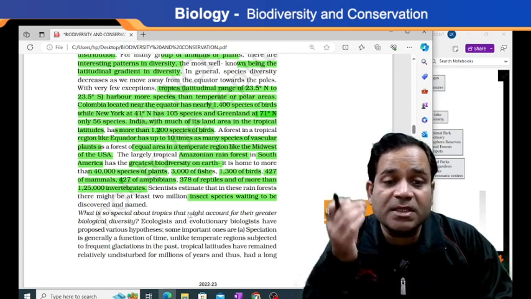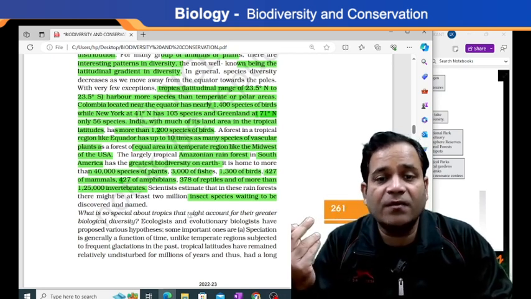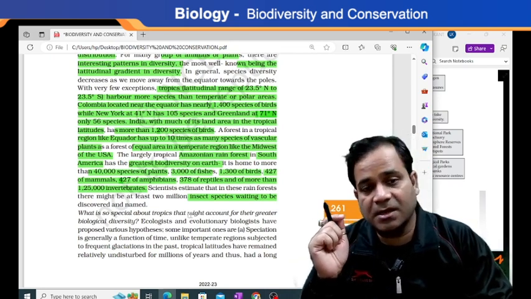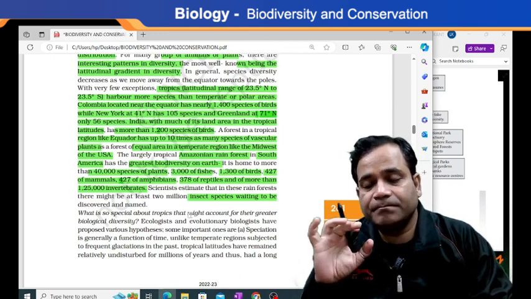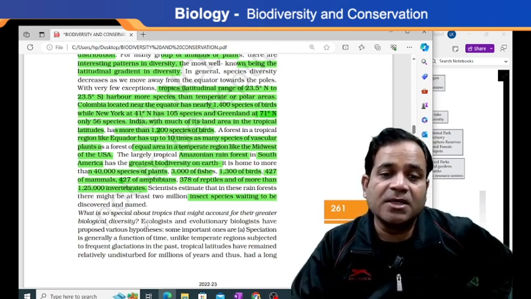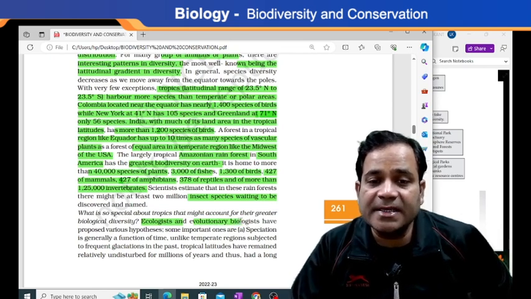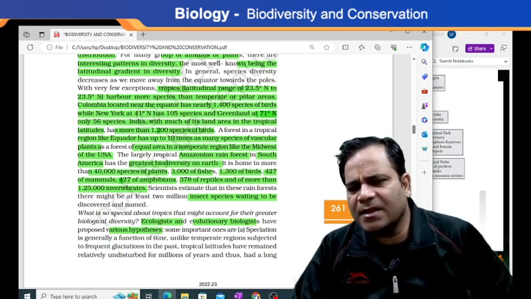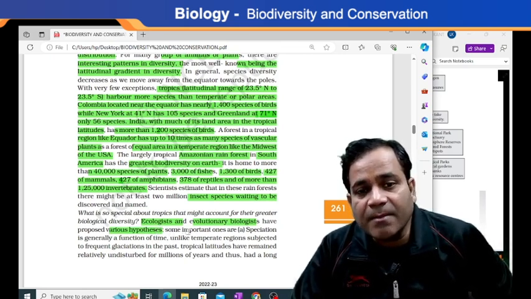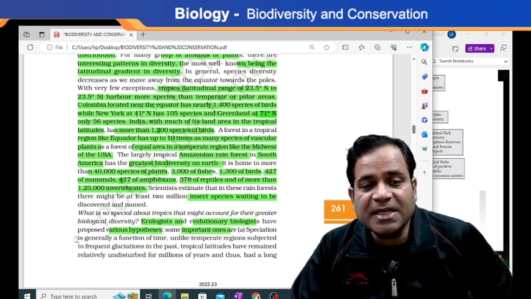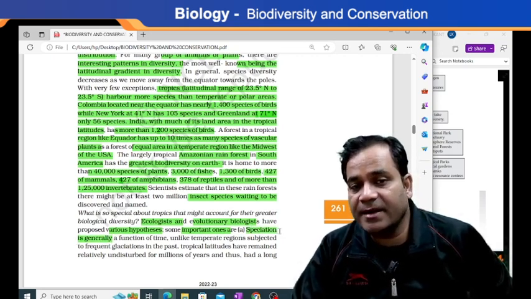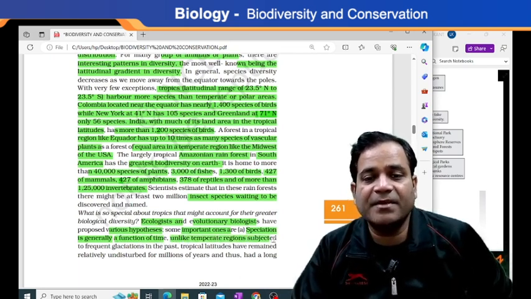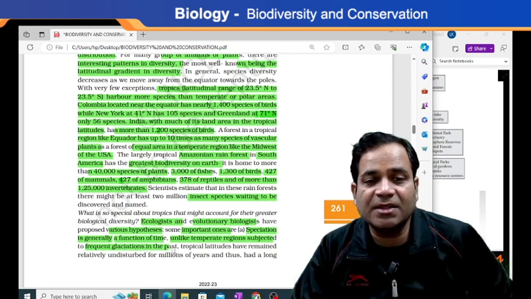So what is so special about the tropics that might account for their greater biological diversity? That is one question that arises in the minds of ecologists and many botanists. According to ecologists and evolutionary biologists, various hypotheses have been proposed. One important one is speciation. Speciation is generally a function of time, unlike temperate regions, which were subjected to frequent glaciations in the past.